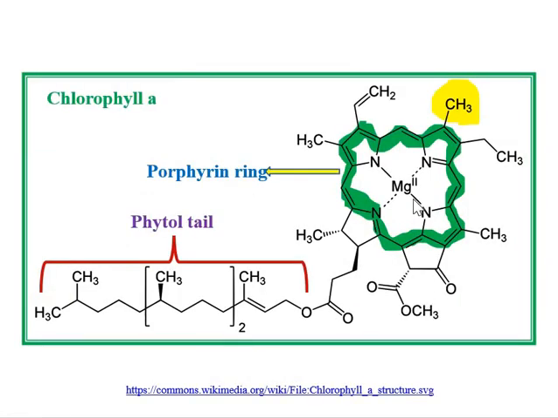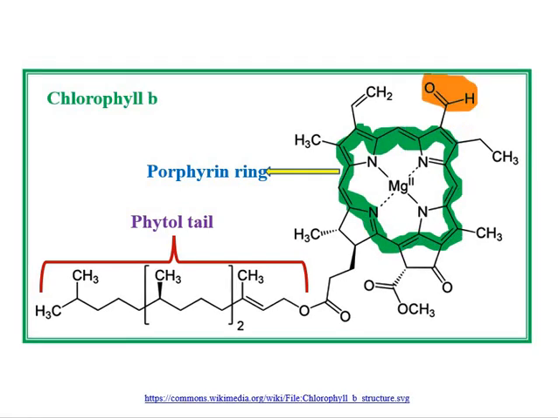The metal ion is present at the center of this modified porphyrin ring and attached to the nitrogen atoms of the four pyrrole rings. Likewise, in the case of chlorophyll B also, you will find the same structure, in the center of this porphyrin ring.